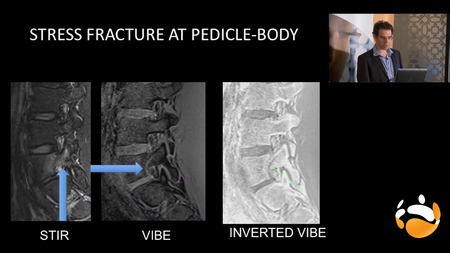We can also show that this pathology can occur at different locations. So it can actually also occur at the pedicle-vertebral-body junction. So here's the bone marrow edema on the STIR, here's the fracture on the VIBE, and the fracture on the inverted VIBE.